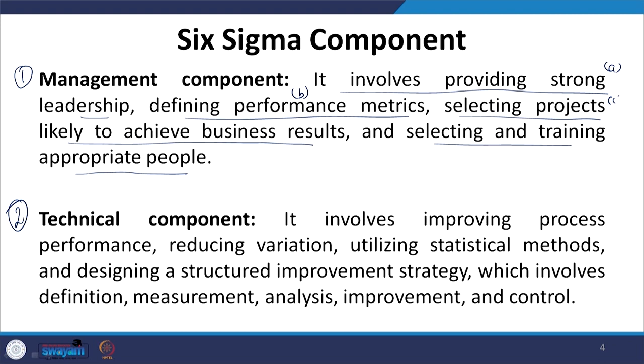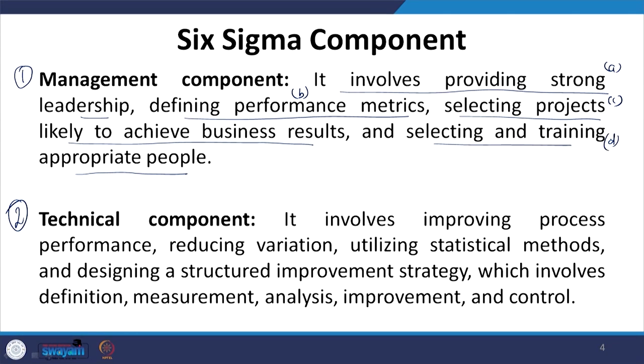The third is, because Six Sigma is implemented in organizations in project mode, you need to identify those projects which are likely to achieve business results. And the fourth is, you need to identify and provide specific training to those resources, that manpower in your organization who are responsible for Six Sigma implementation. Some of you may know that there are different levels of training. So you may have the green belt, and then finally you achieve the black belt level. So proper training and proper certification are very important for the proper implementation of Six Sigma philosophy.